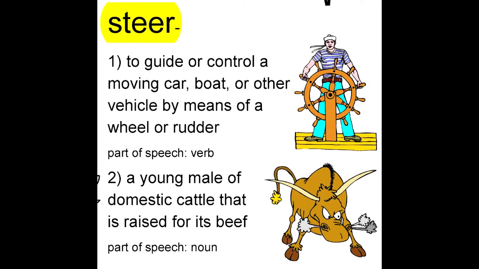Some words will have 2 different definitions and 2 different parts of speech, like this word, steer. The first definition is to guide or control a moving car, boat, or other vehicle by means of a wheel or rudder. Part of speech for this definition is verb since this definition makes steer an action word. The second definition is a young male of domestic cattle that is raised for its beef. The part of speech for this definition is noun since this definition makes steer a person, place, or thing.